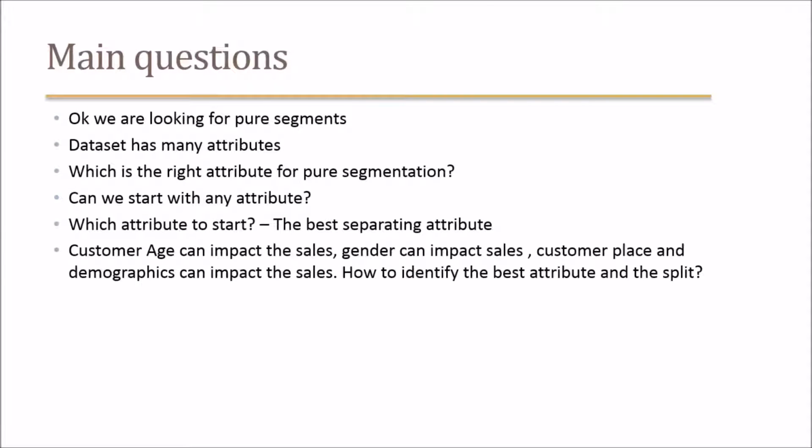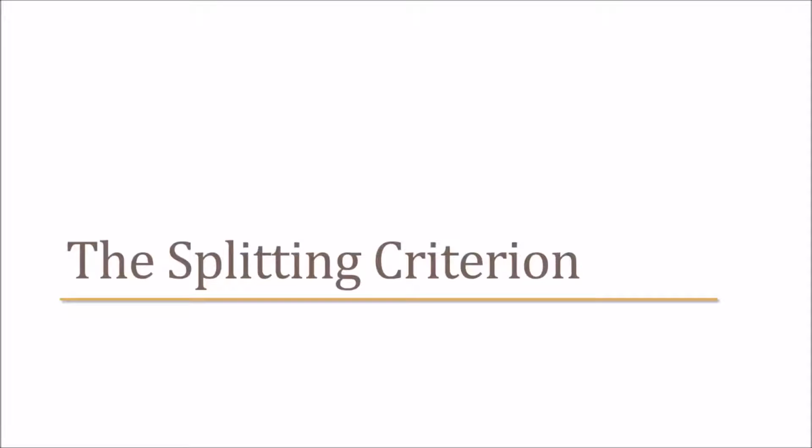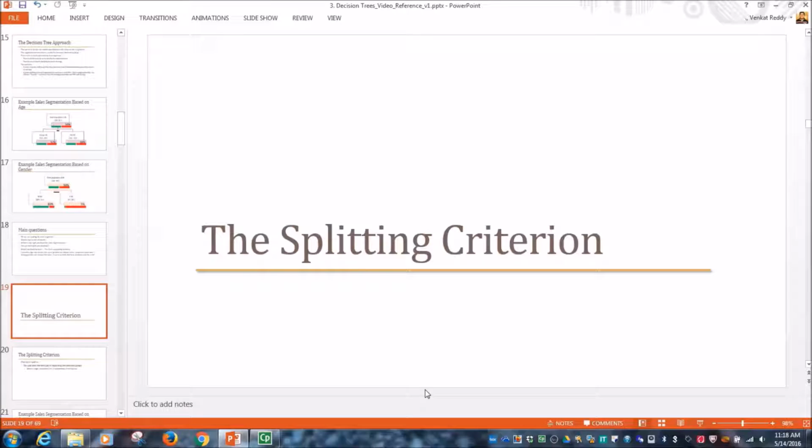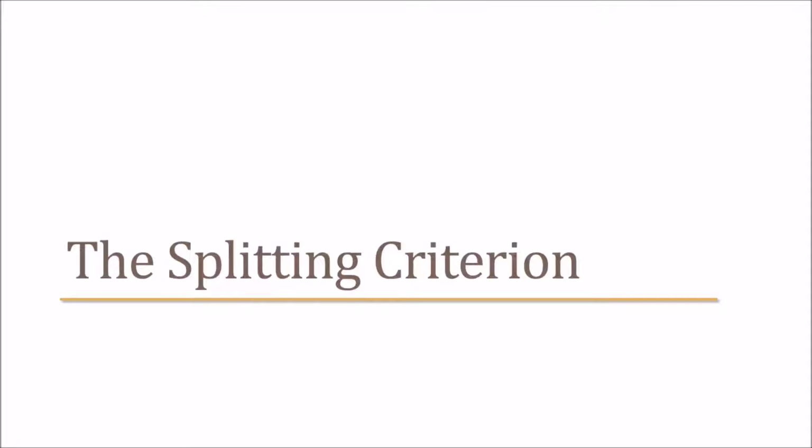So how do we actually find out those attributes? What is the splitting criterion? Which variable should I choose for splitting? What is a splitting criterion? What is a good splitting criterion?